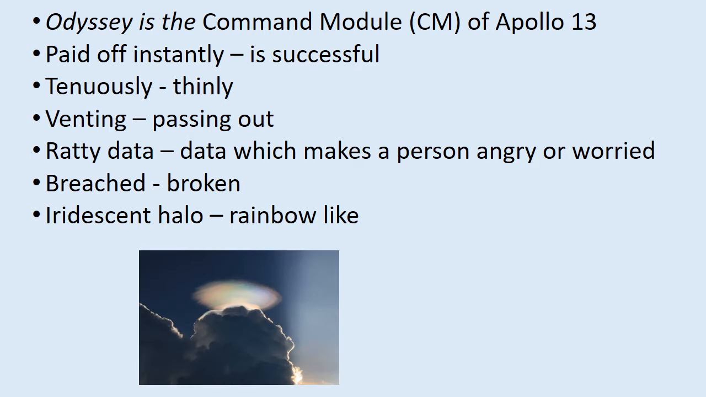Iridescent halo. Now I have given you a picture for you to understand the meaning exactly. Iridescent means rainbow-like colors. Halo is a kind of circular rainbow-like colors seen, called the iridescent halo.